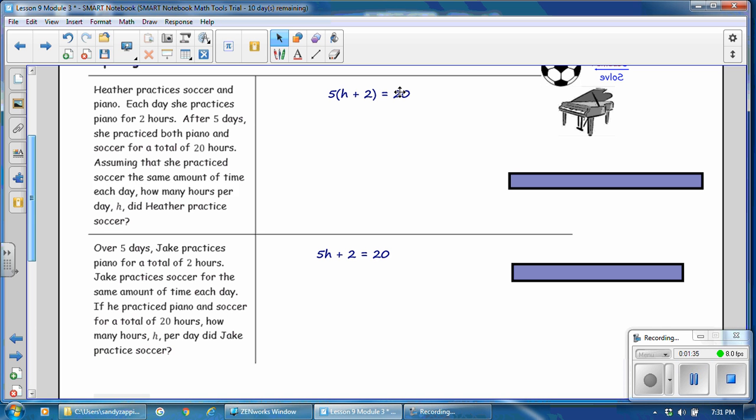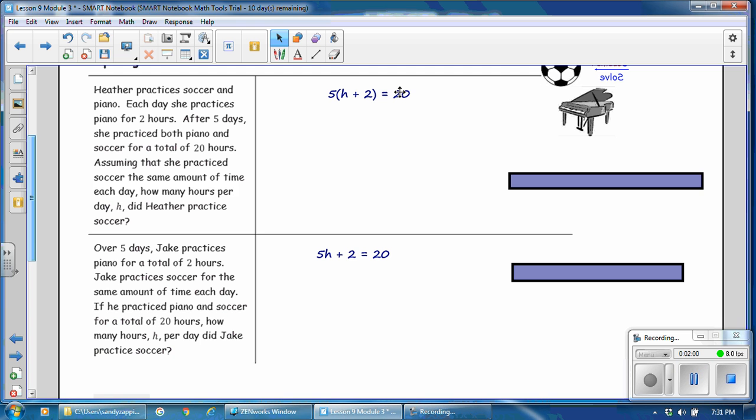Now, Jake's soccer and piano practice is a little bit different, although it's very similar. Over 5 days, Jake practices piano for a total of 2 hours. So his 2 hours here does not get multiplied by 5. His soccer does, because he practices soccer for the same amount of time each day, over 5 days. And he also practiced a total of 20 hours.